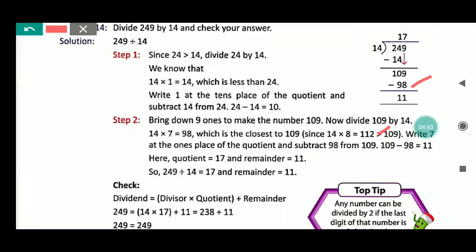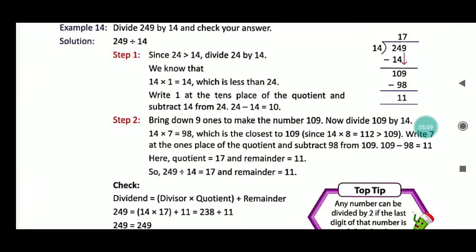Write 7 at the ones place of the quotient and subtract 98 from 109. So 109 minus 98 equals 11. Here quotient equals 17 and remainder equals 11. So 249 divided by 14 equals 17 and remainder equals 11.